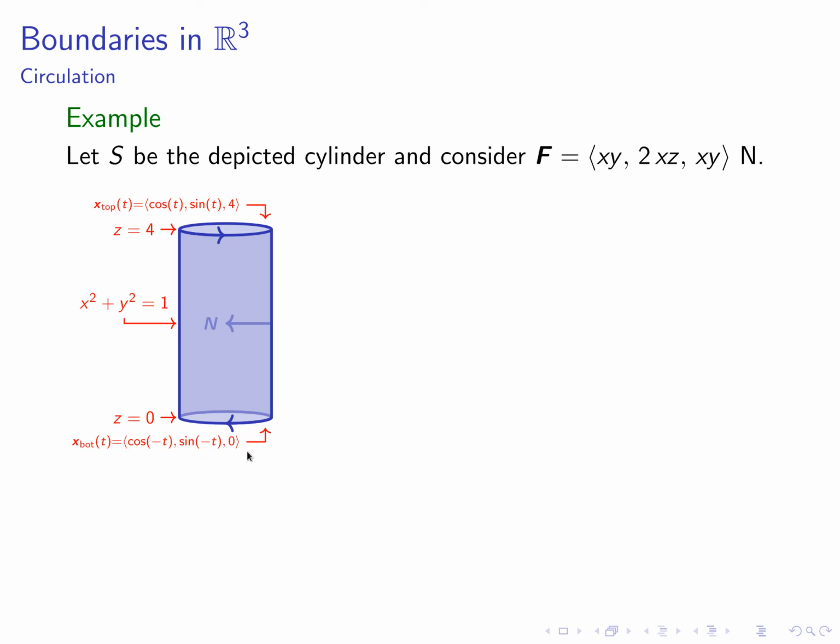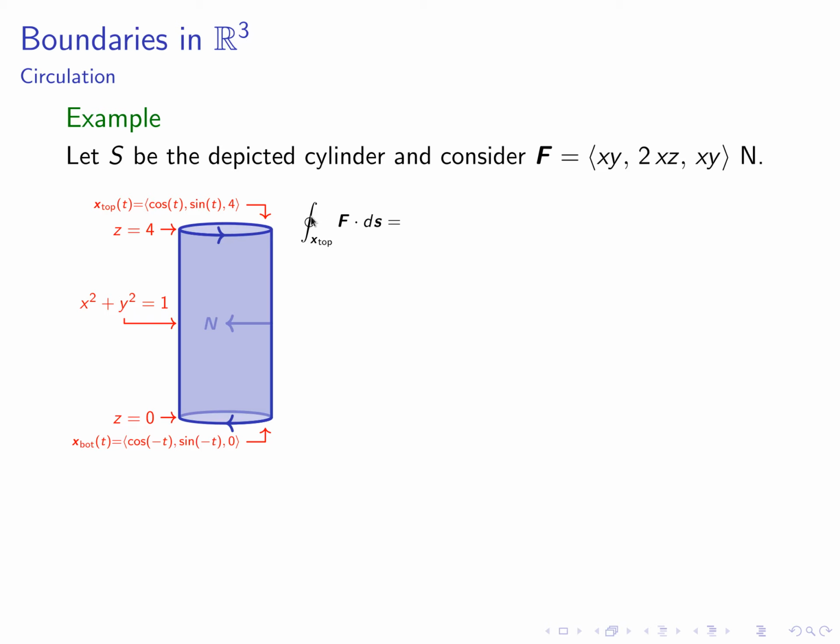For the bottom part of the boundary, we have to be a little bit more careful. If we were to look down on it from the z-axis, we would be looking at a parametrization of the unit circle in the clockwise direction. So here, we'll parametrize with x bottom having coordinates cosine of negative t, sine of negative t, 0. So we're replacing t with negative t in our standard parametrization of the unit circle to account for this change in orientation. Now that we have our parametrizations, we can calculate the work done by this vector field on each part of the boundary of this region.